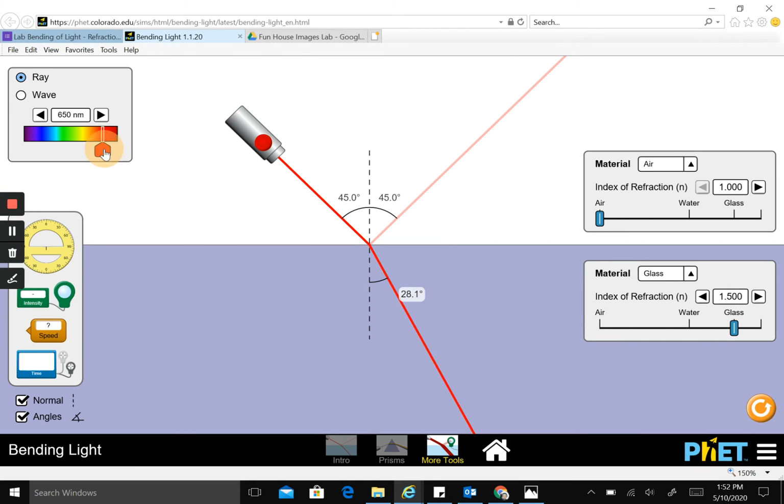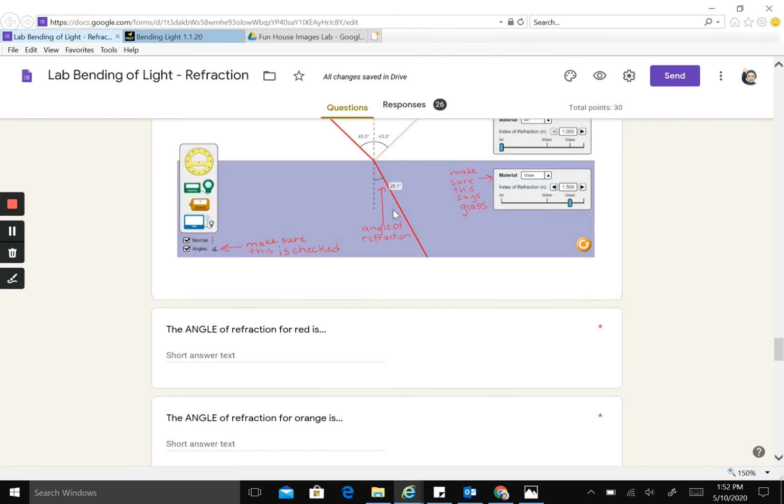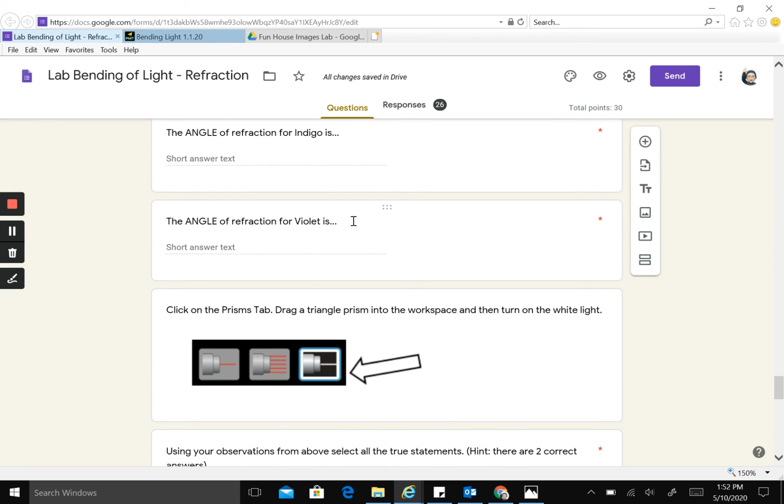And then it's going to have you switch the color. So at red, it's 28.1. And then you can see at orange, and then what it is at yellow. And you can do green, and you can do blue, and you can do indigo and violet. And so you can switch these. And it's looking for the angle, which is this value right here, and it's given on the picture. So that's what you're looking for to answer those questions. Okay, and again, it's asking for the angle.